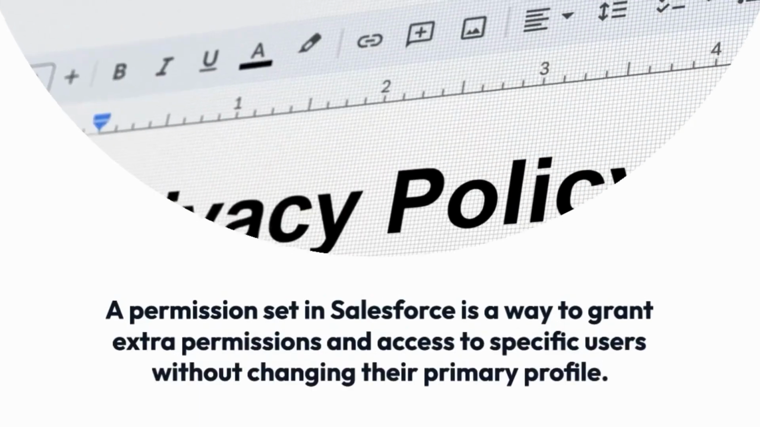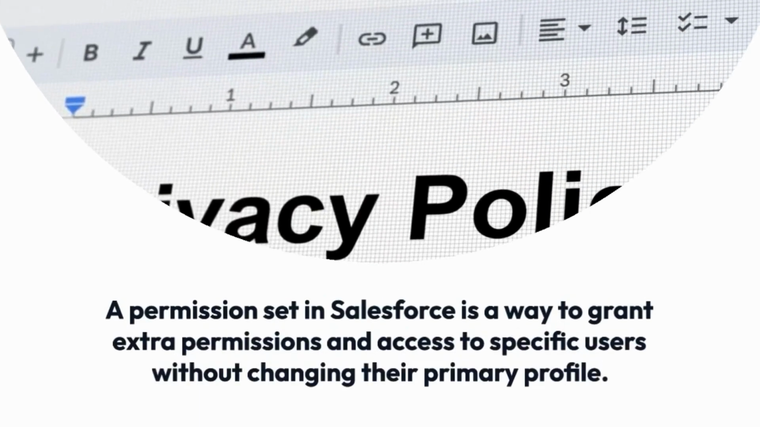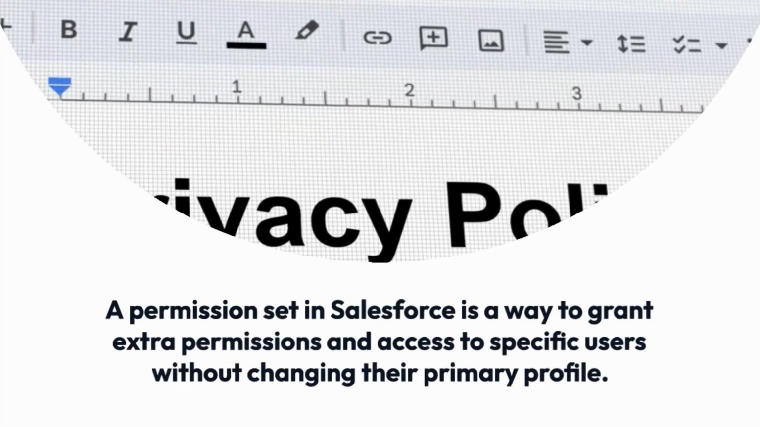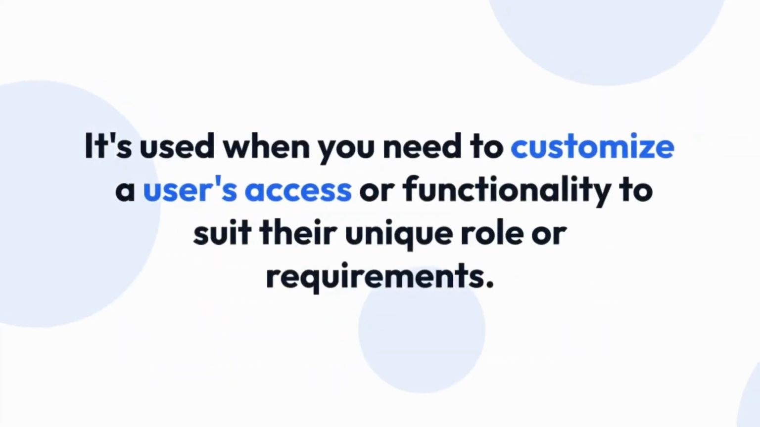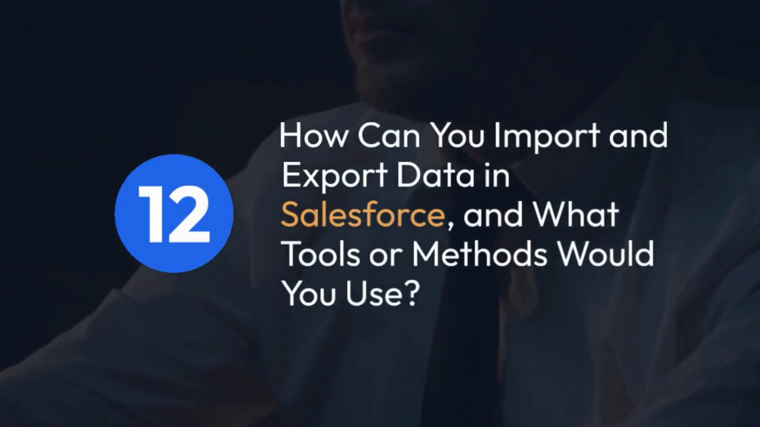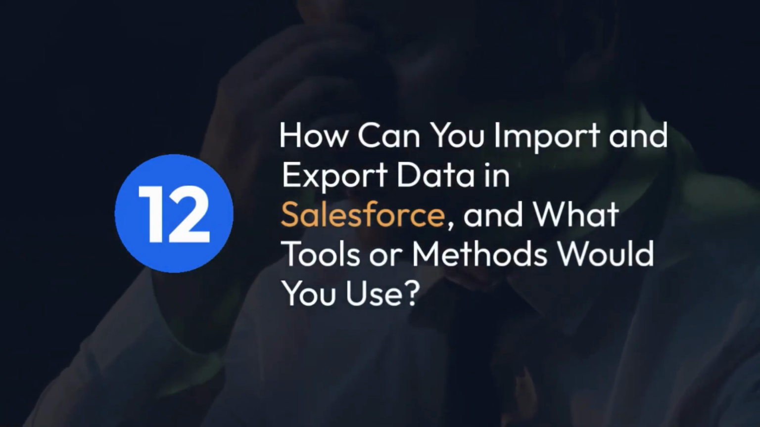11. What is a permission set in Salesforce, and when would you use it? A permission set in Salesforce is a way to grant extra permissions and access to specific users without changing their primary profile. It's used when you need to customize a user's access or functionality to suit their unique role or requirements.